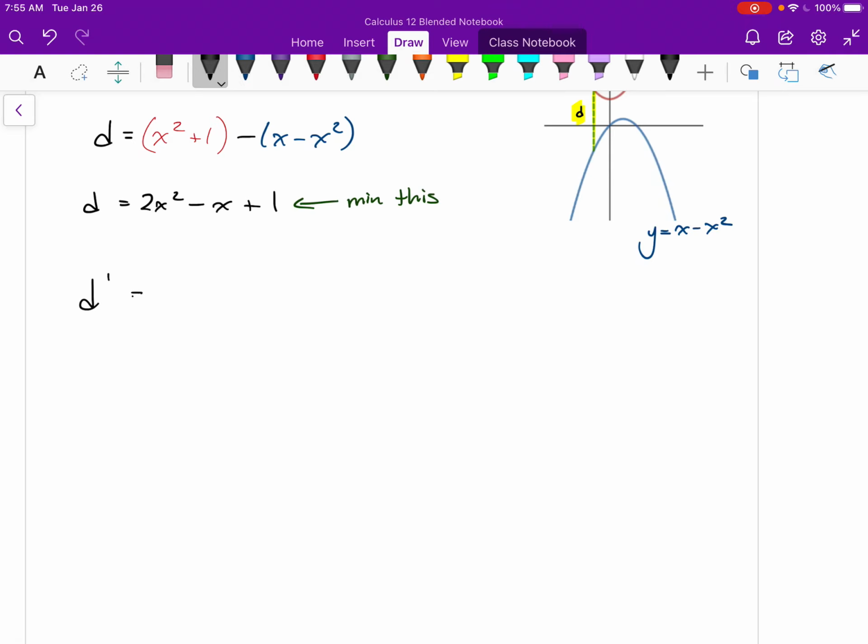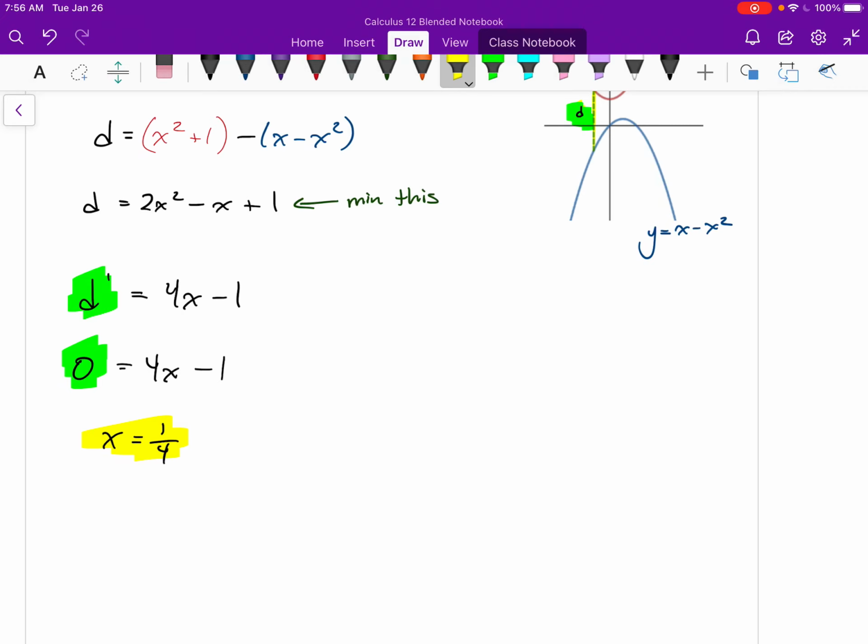So d prime is equal to 4x minus 1. All right, that means, again, I want to find my critical points. So make that equal to 0. Find where that vertex is, which means x equals a quarter. And so that's my x coordinate. When x is a quarter, when x is 0.25, these two functions have the shortest possible vertical distance between them.